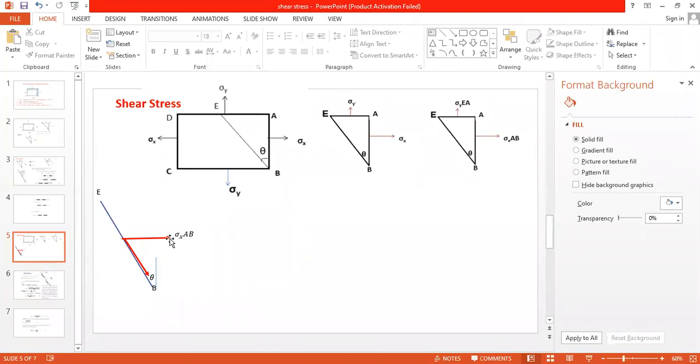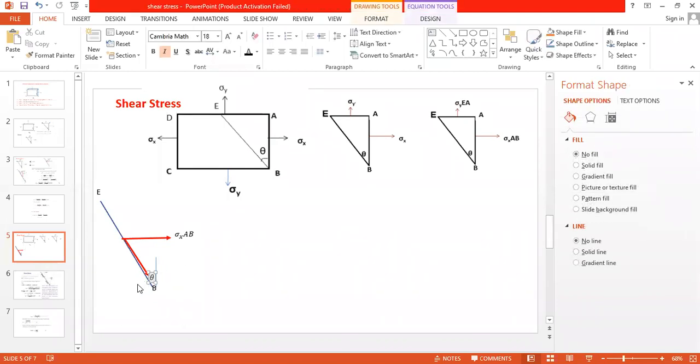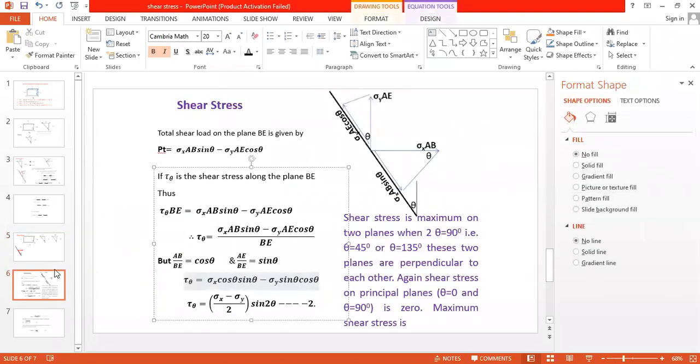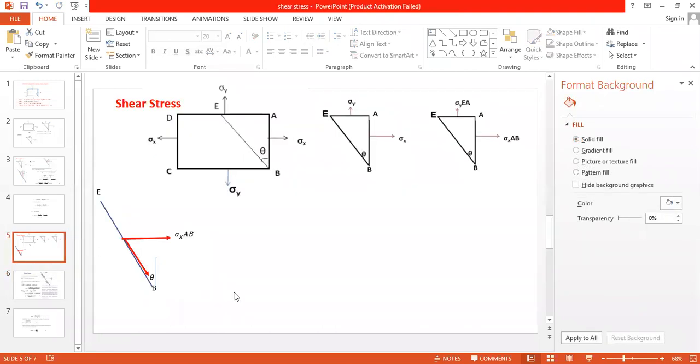This sigma x AB is the force on EB which we have taken from this force. Am I right? This I have extended just this force here. Now I want to find the tangent component of this one. Now here, the angle made by this plane with the vertical is your theta angle. Okay. Now I want to calculate this component. Now when I extend this, you see here, when I draw this line, and one more thing, this is 90 minus theta. Is it correct? This angle is 90 minus theta.